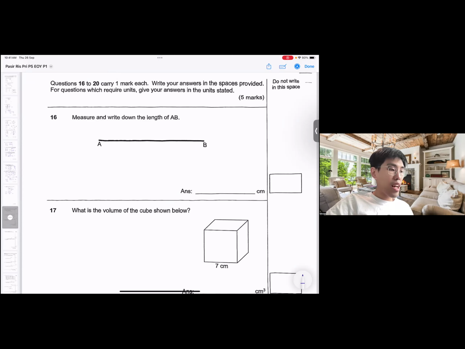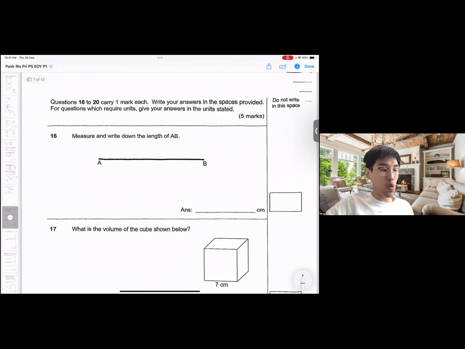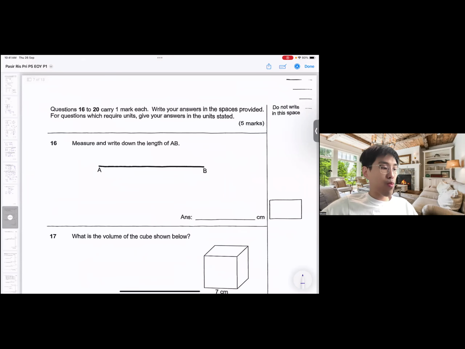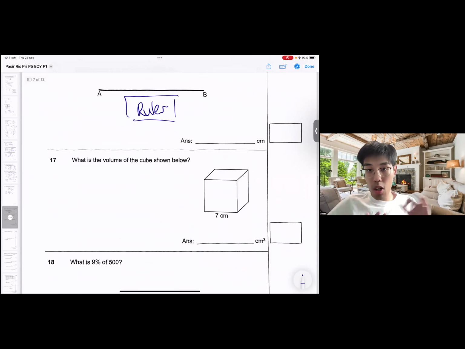Okay, measure and write down the length of AB. From here, my paper is not very accurate because mine can zoom in, can zoom out like that. So this one is very easy. Use a ruler, go and measure. Okay, I will not talk about this question already.